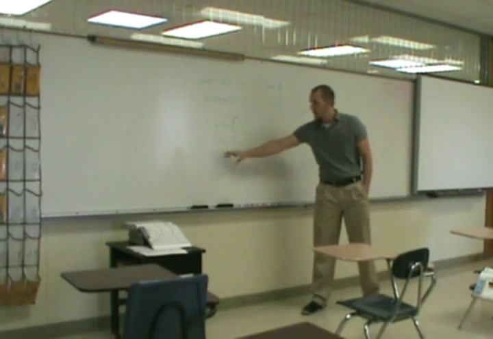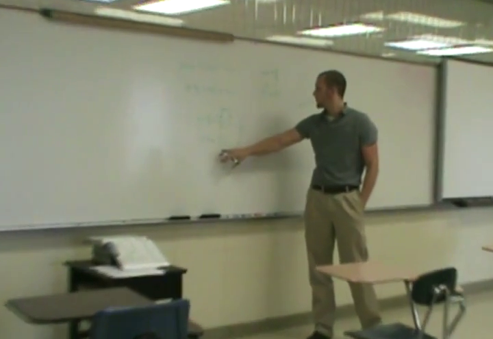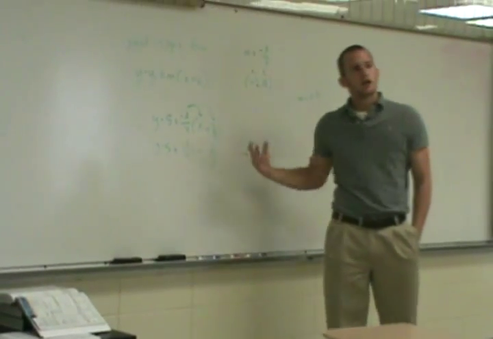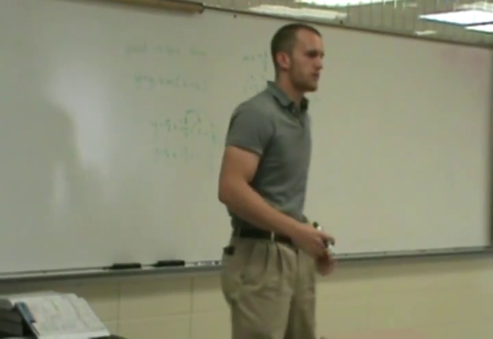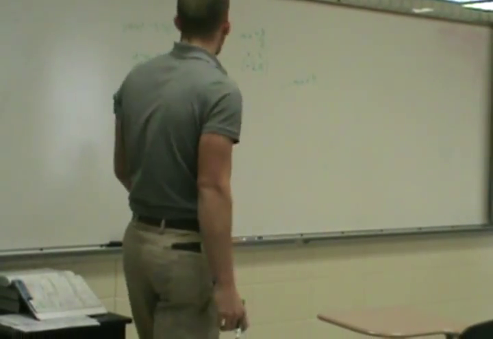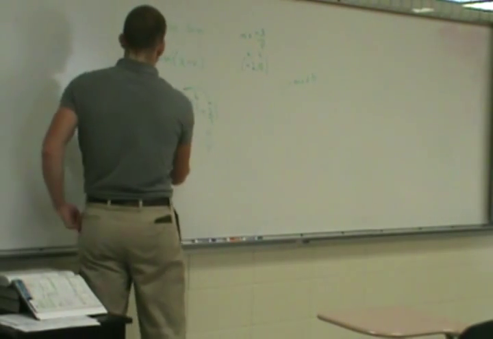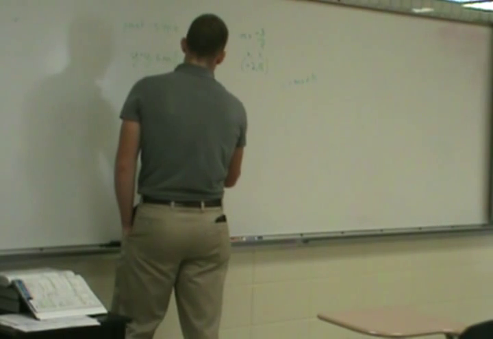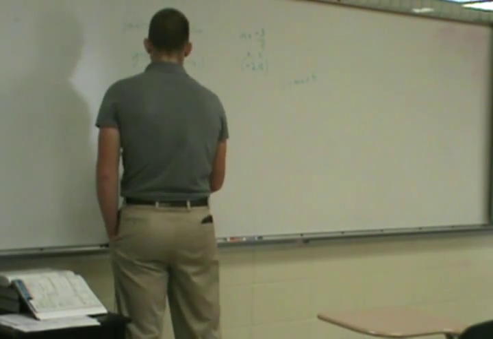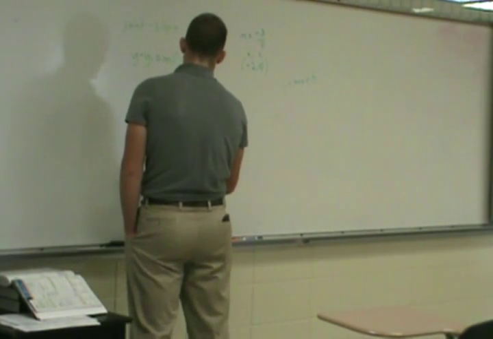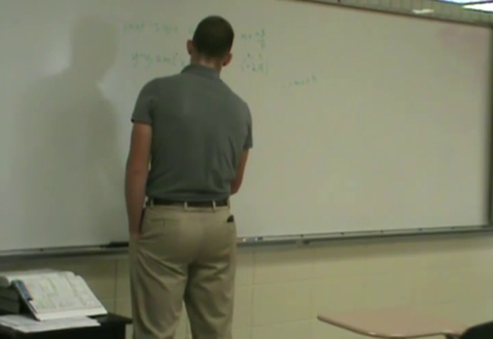See, we have our y, we have our mx right here, so all we have to do is get it to where we have y is equal to mx plus b. So what do we need to do? We need to add 5. And when we add 5, we get y equal to -3/4 x.